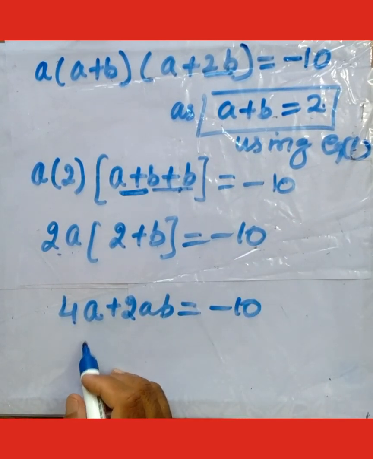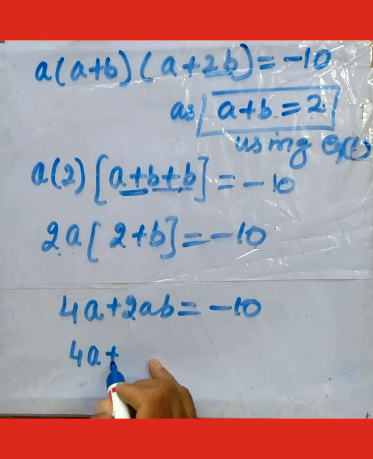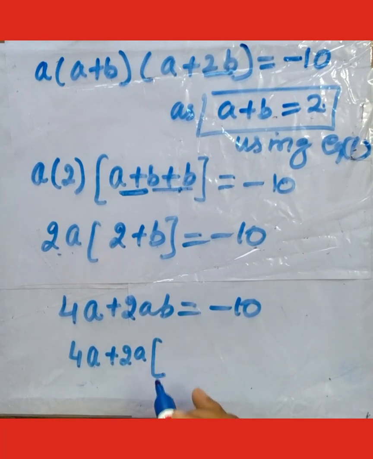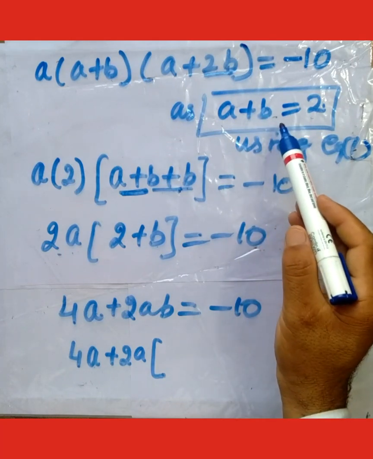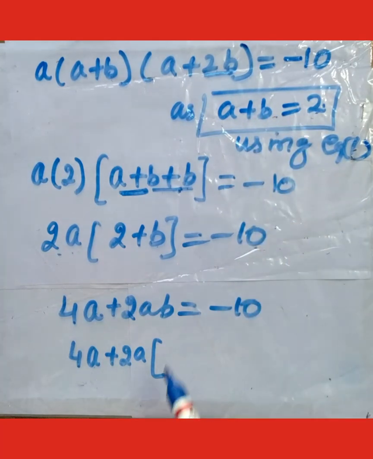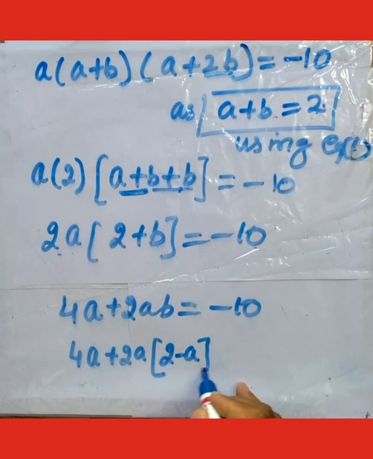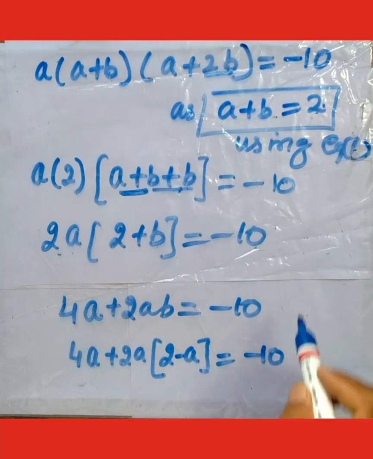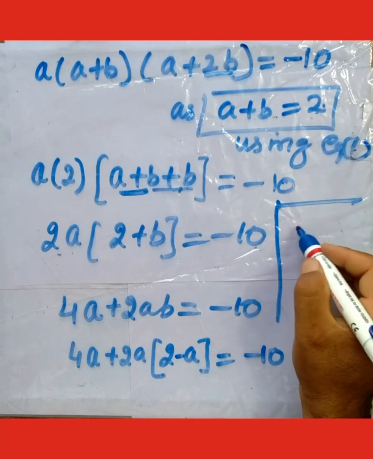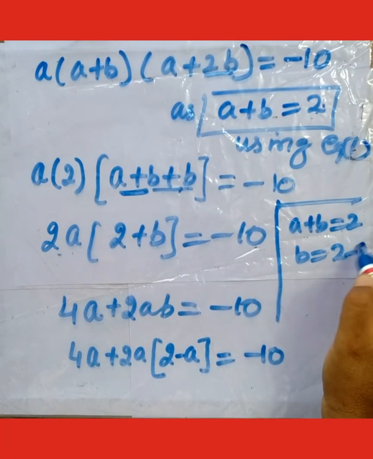So 4a, now here from a plus b is equal to 2, I can put the value of b, that is 2 minus a. So from this I can get the value of b, that is 2 minus a. So in place of b I can write 2 minus a, that is equal to minus 10. Or you can show it separately, that is b is equal to 2 minus a.